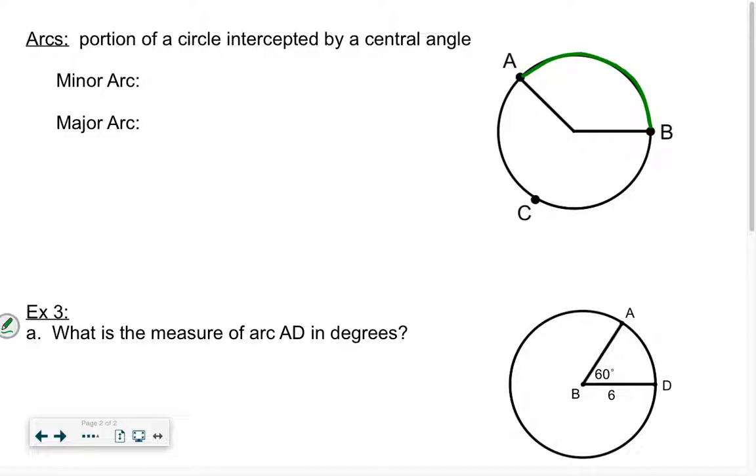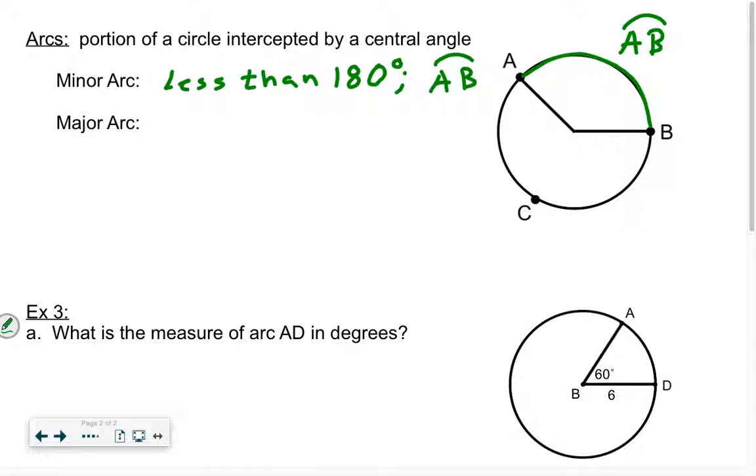If we take a look at the arc AB, and we'll go ahead and use our shorthand notation, the little curve over the symbol of A and B just indicates that that's the arc or the outside edge of that circle. So a minor arc is less than 180 degrees. An example of that would be the arc AB, with just 2 endpoints of that arc.